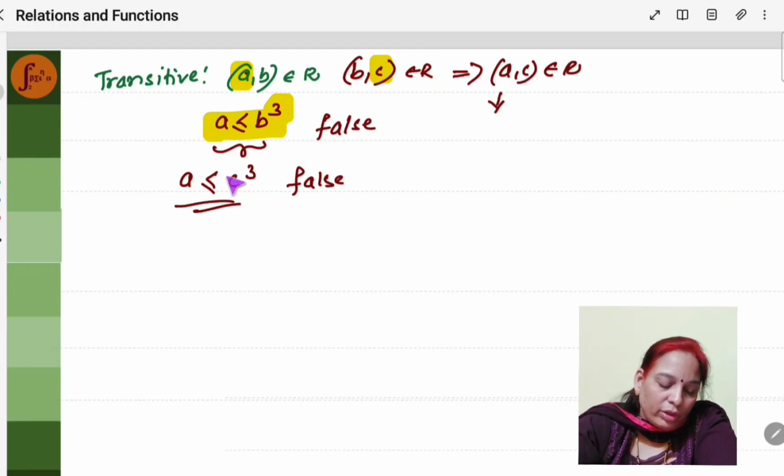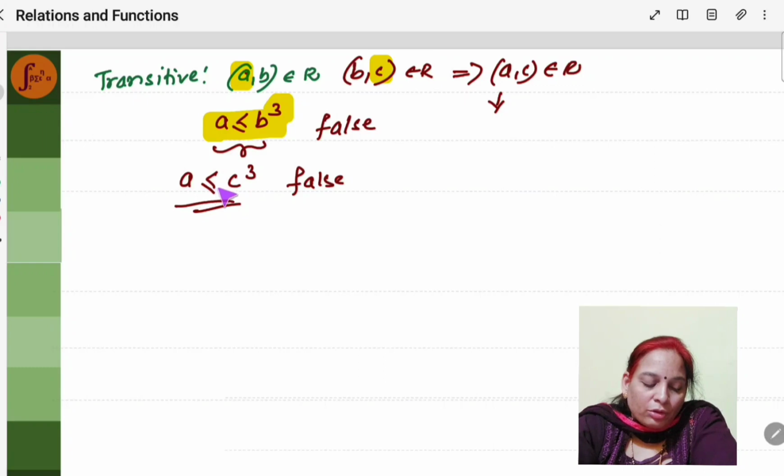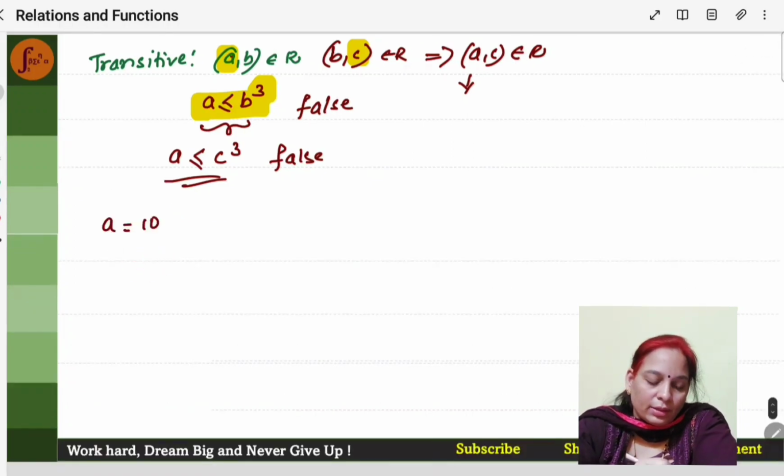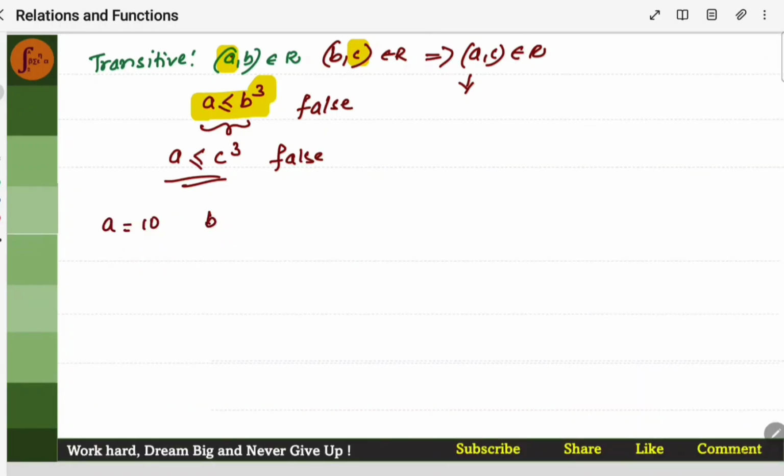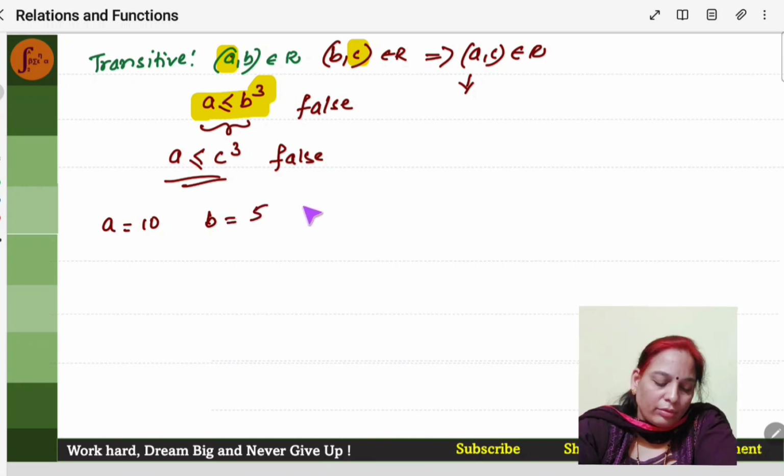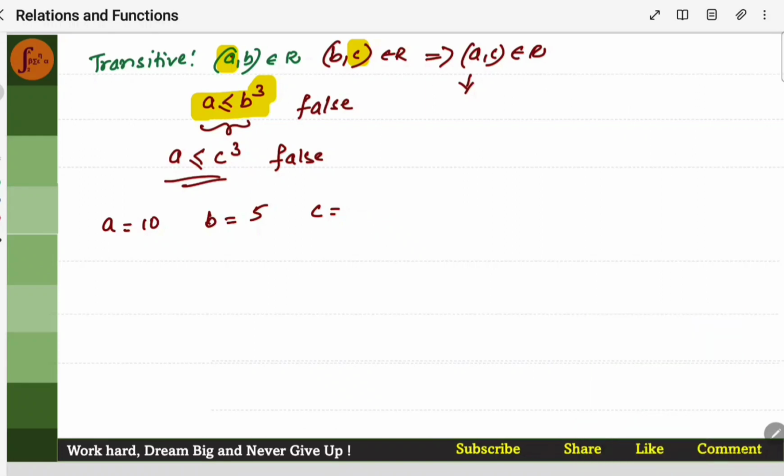So what we will do, A should not be less than, that means A should be greater than C. A should be greater than C. So take a big number for A. Let's take A as 10 and B as 5 and C as, we'll have to take a small number.